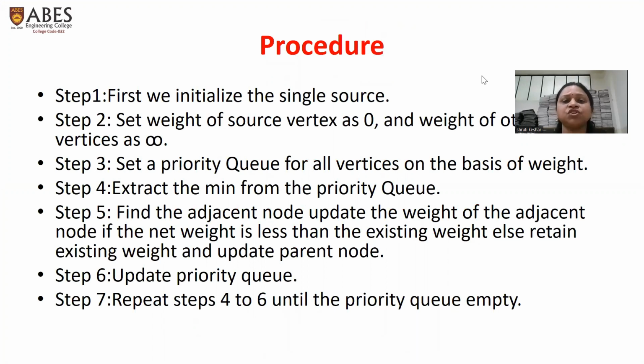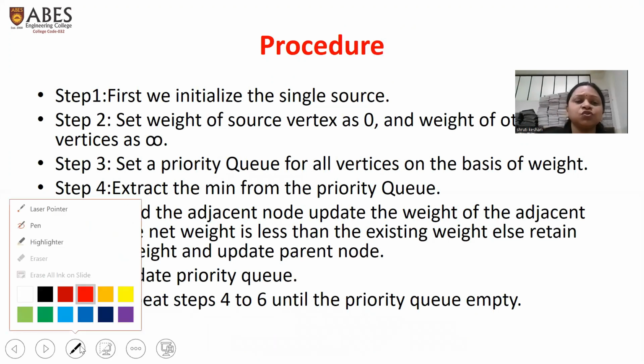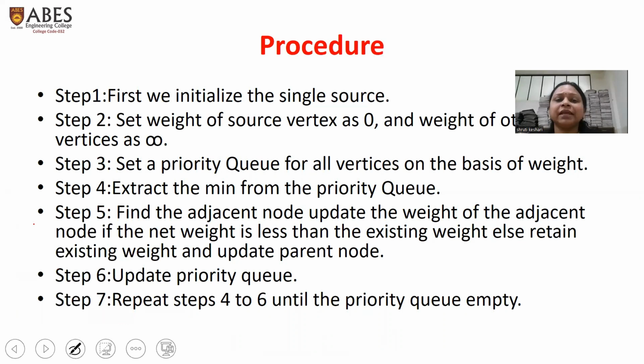Step 1, first we initialize the source. You need to find out what the source node is. Second, set the weight of the source vertex as 0 and the weight of the other vertices as infinity. Third, set a priority queue for all the vertices on the basis of their weight. The priority queue will work as the value of the vertex. And the fourth step is to extract the minimum from the priority queue, following the greedy algorithm concept.